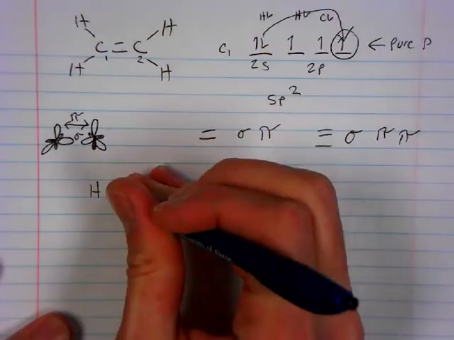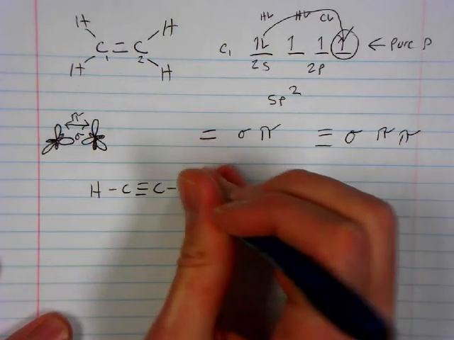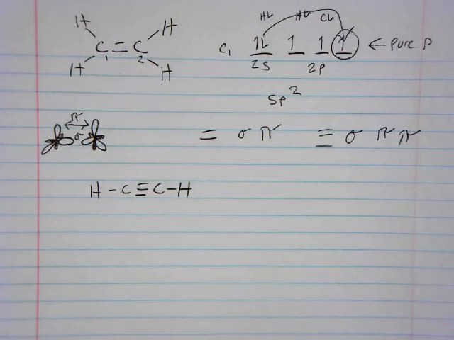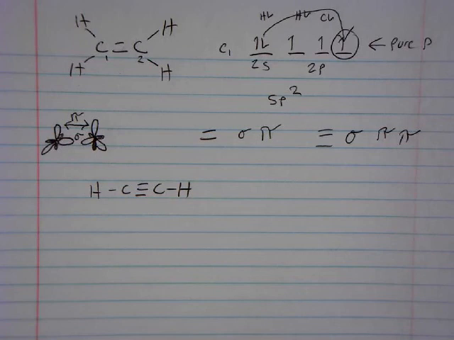So here we go. You guys do this on your own now. So here is HC triple bond CH. What's this called? This is ethyne. Ethene is a double bond. Ethyne is a triple bond. We don't do organic in chem. Did you guys even get to organic in CP Chem? No. But that's ethyne.